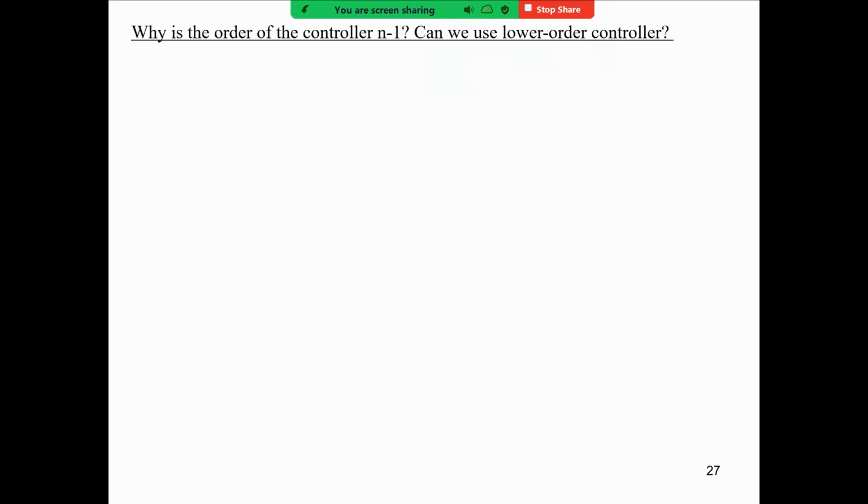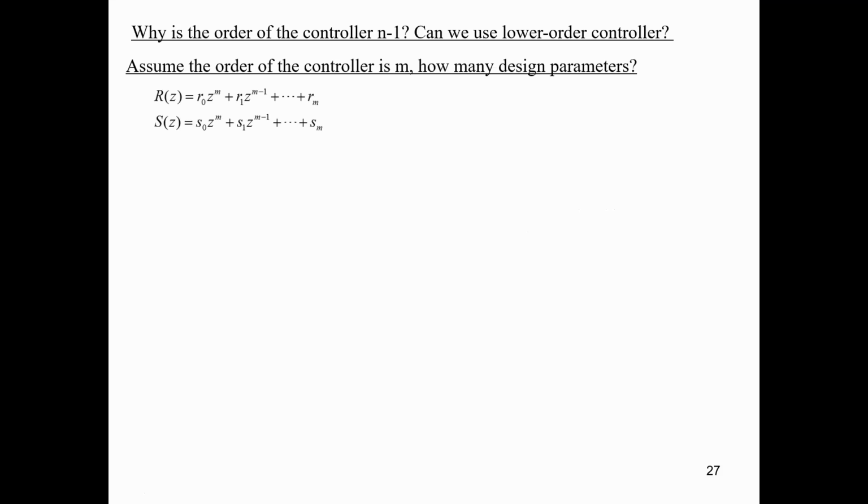Now let's talk about the reason why we limit the order of the controller to be n minus 1. Can we use a lower order controller? Let's say we don't have any constraint on the order of the controller. Let's try to compute how many design parameters we are going to get if the order of the controller is m instead of n minus 1. If the order of the controller is m, how many design parameters can we get?